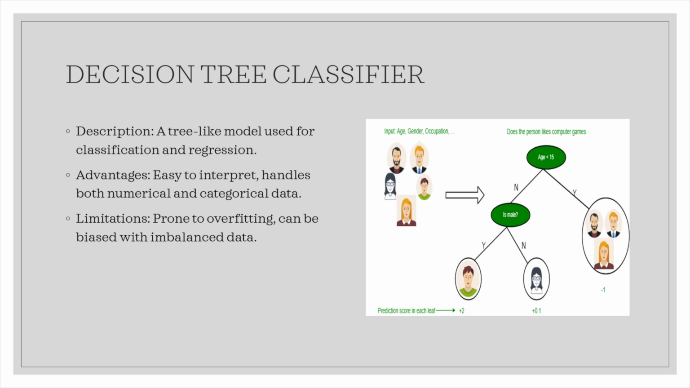So techniques to mitigate limitations are pruning, ensemble methods, and balancing data. Pruning is nothing but removing parts of the tree that do not provide additional power to classify instances. Ensemble methods use techniques like random forest or gradient boosting to improve performance and reduce overfitting. Balancing the data, techniques like resampling, can help balance the datasets to prevent bias.